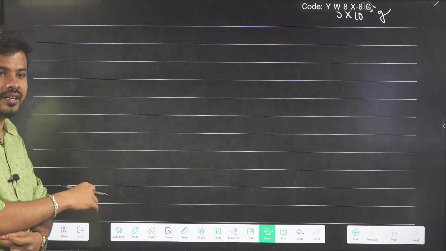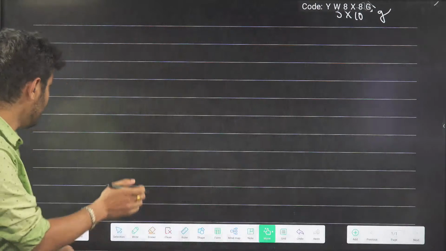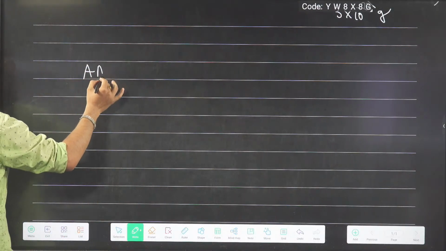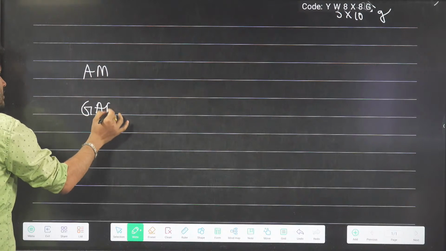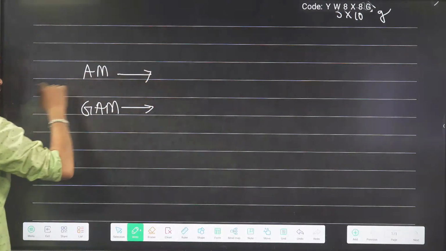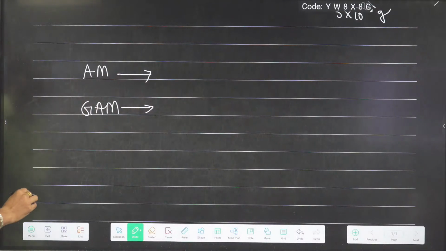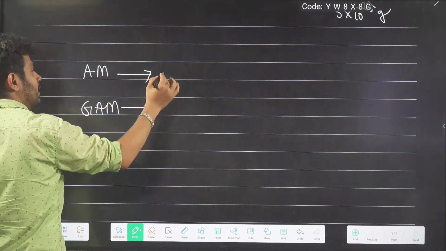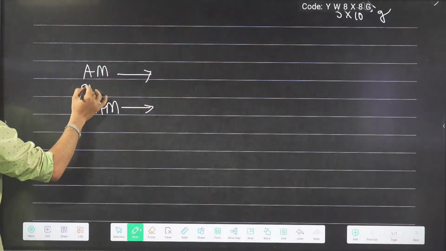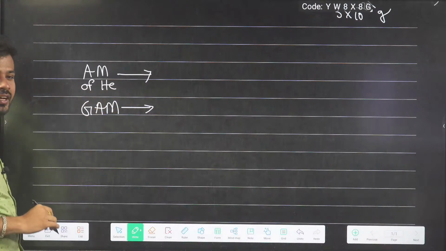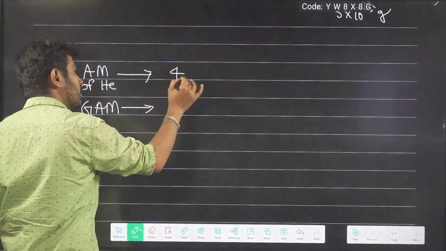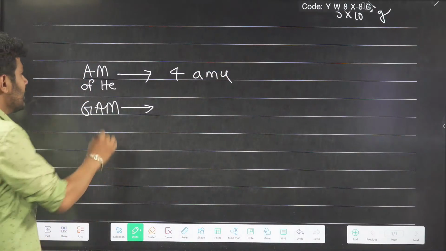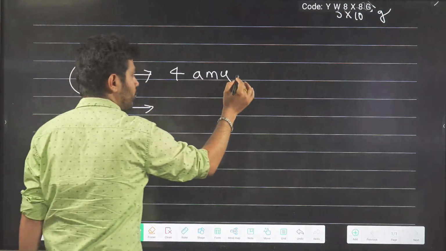How is gram atomic mass related to Avogadro's number? Okay, I'm discussing that. You see now, what is the difference between atomic mass and gram atomic mass? Someone asked. Let me take a very simple example of helium. What is the atomic mass of helium? 4. Yes, someone is writing 4. It is 4, and the unit is AMU. 4 AMU. What is the meaning of this? Atomic mass of helium is 4 AMU, and 4 AMU means what?